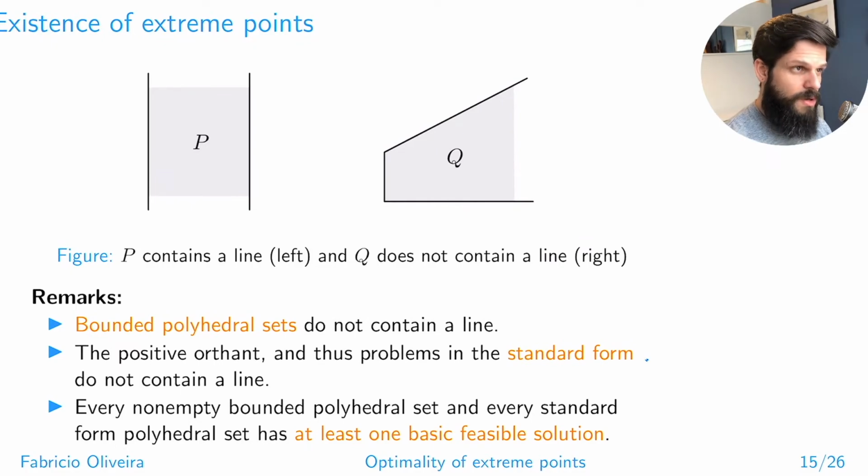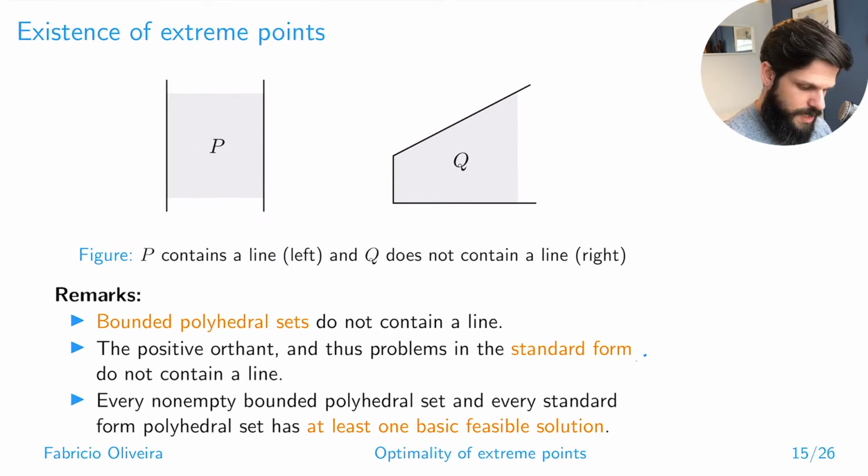Moreover, because we're always talking about standard form, and that standard form involves the positive orthant, there you go. You're always going to have an extreme point. 0, 0 is always a basic solution. Might not be feasible, but it's always a basic solution. Actually, the simplex method that we're going to see next week is based on that. It's built upon the fact that you can always count 0, 0 to be a basic solution.